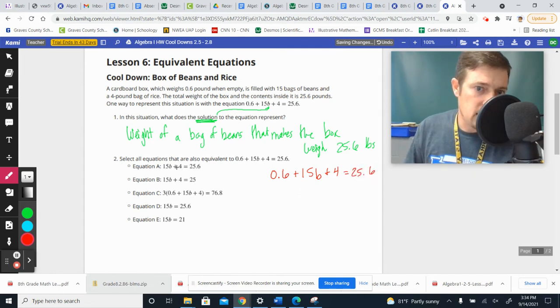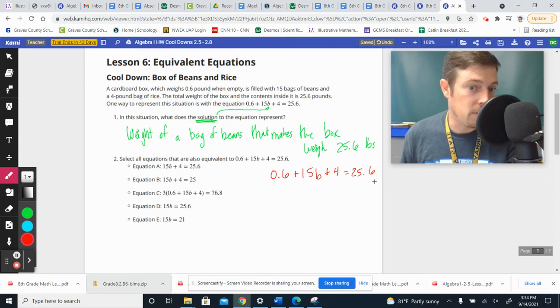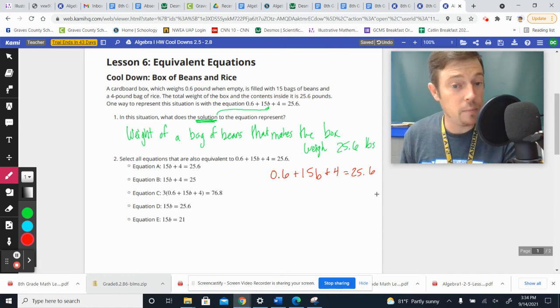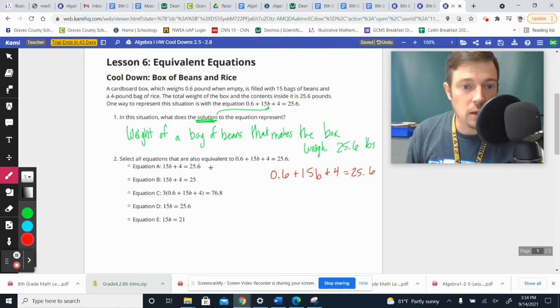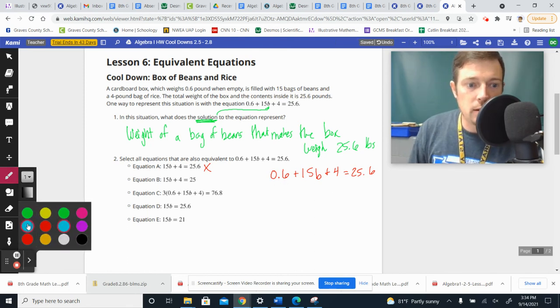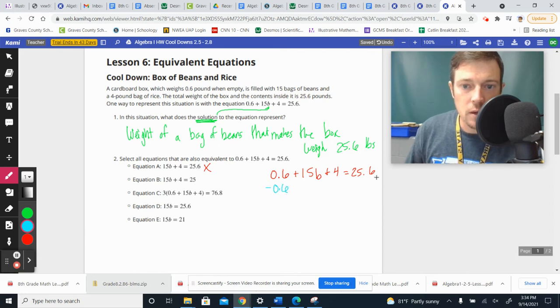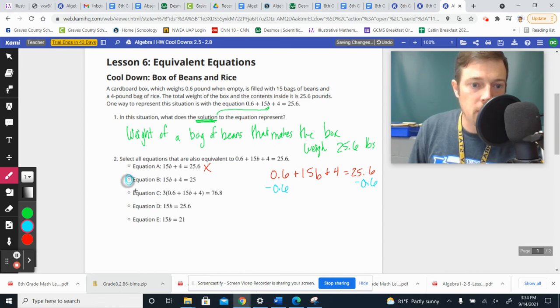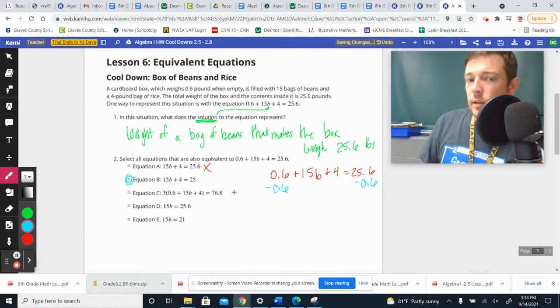Equation A is looking very similar, but it looks like they just dropped the 0.6 from this side. But if you're going to drop the 0.6 from this side, you need to drop the 0.6 from the other side. And they did not do that. So that is a big no-no. That equation is not going to be equal. So we do not want to select that one because they didn't do it to both sides. The next one looks like they did do it to both sides. They dropped the 0.6. So if this 0.6 is subtracted from this side over here, we have to subtract it from the other side over here. And that would leave us with the equation that we have for B. So that one's okay. That one we definitely want to select.